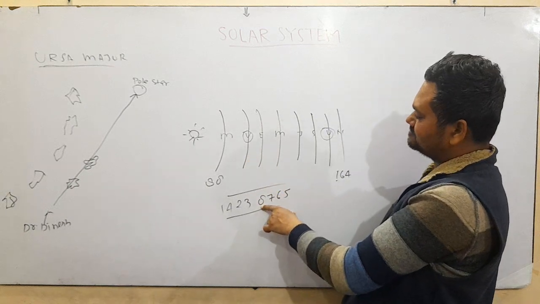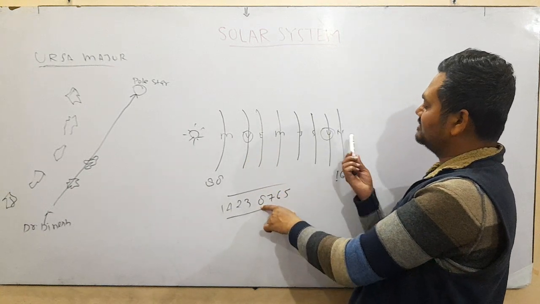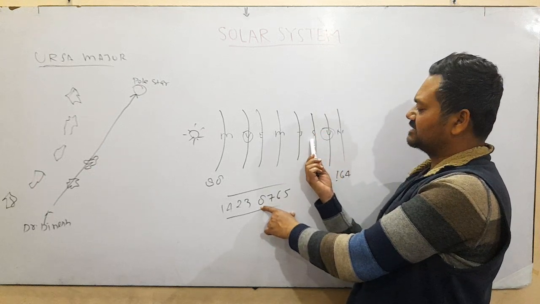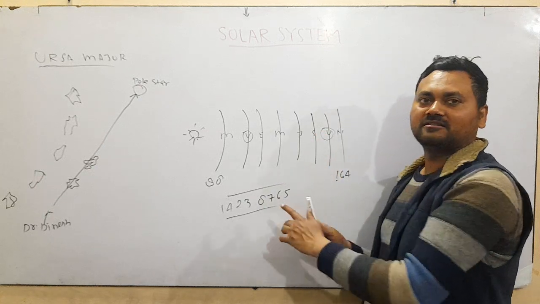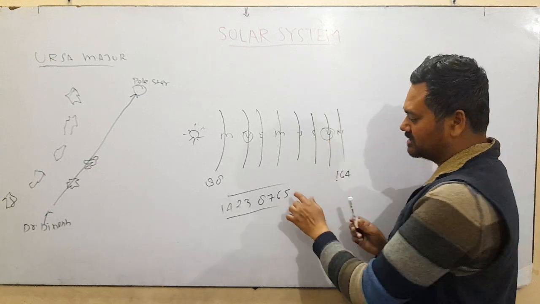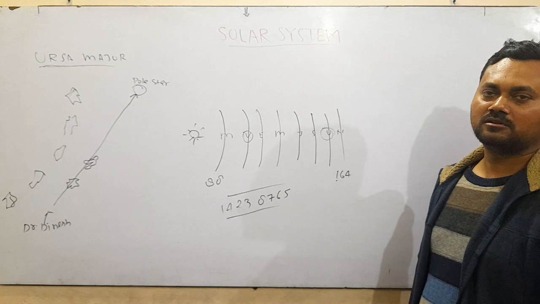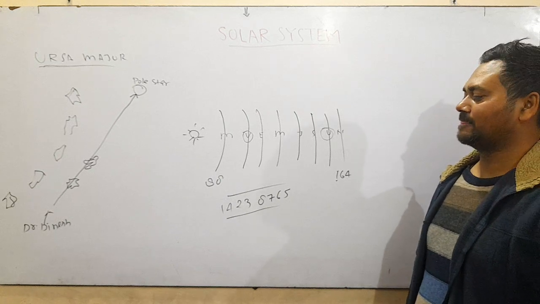Then the eighth one, I mean, you have to just go opposite. So Neptune, Uranus, Saturn, and the largest, the biggest one, is Jupiter. So 1 4 2 3.